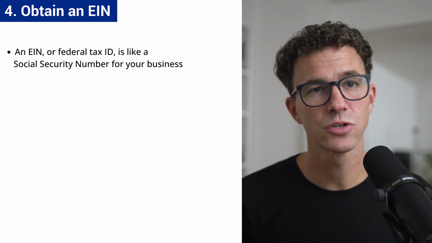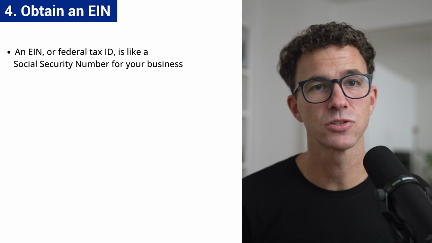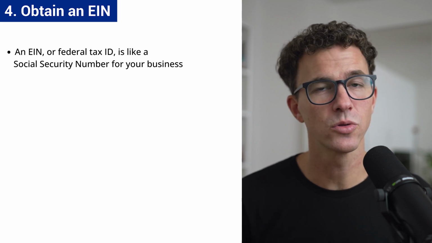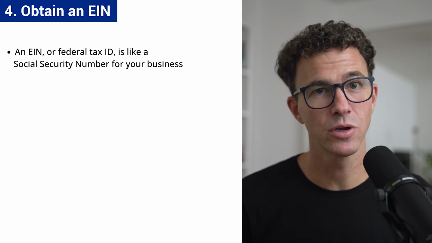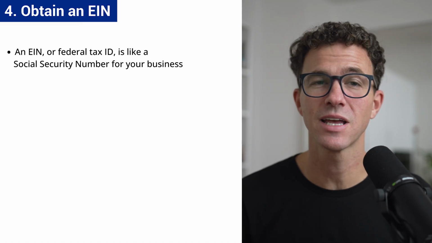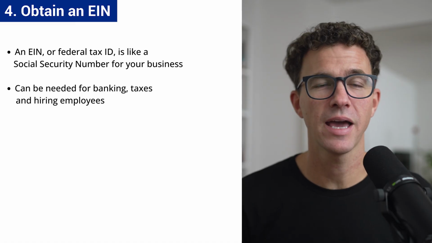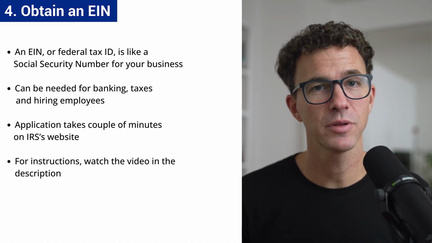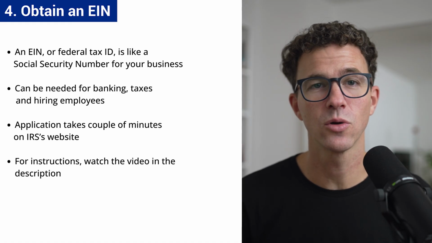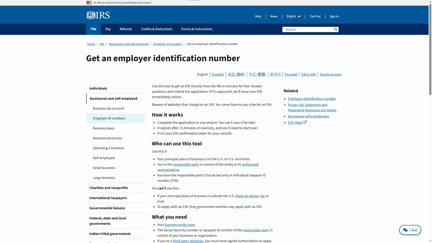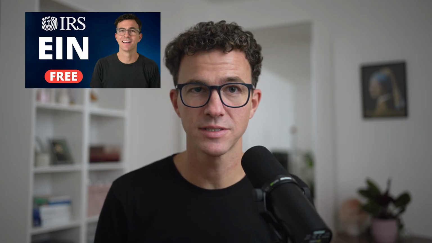Step 4, obtain an employer identification number, EIN. This may also be referred to as a federal tax ID. Think of it as a social security number for your business. If you're the only owner of the LLC and you won't have any employees, you could just use your social security number instead of an EIN, but in most cases, it's better to have one. You may need one for banking, taxes, and for hiring employees. The application process is pretty straightforward and only takes a couple of minutes on the IRS's website. We have a video that'll walk you through step-by-step how to get one.